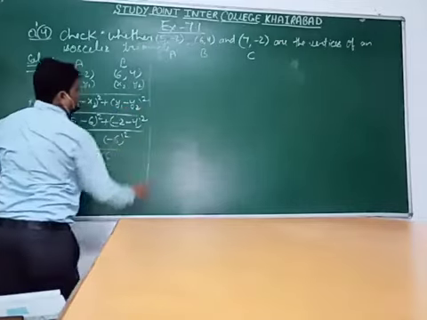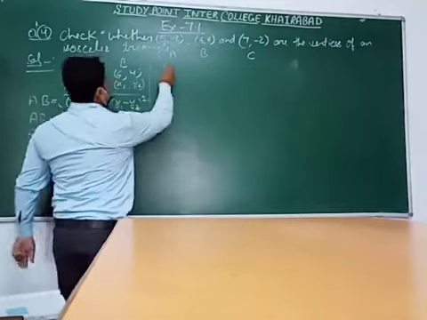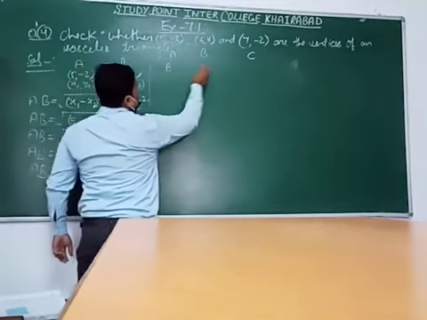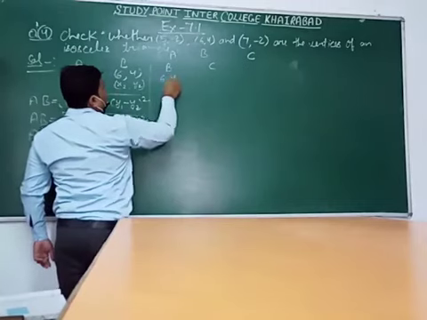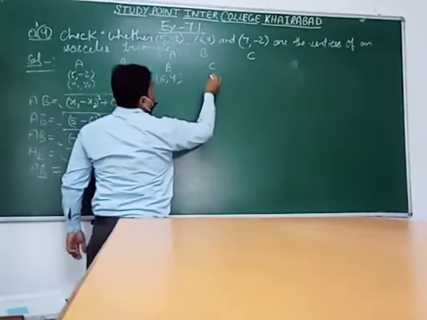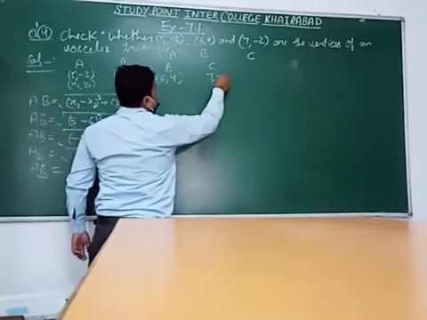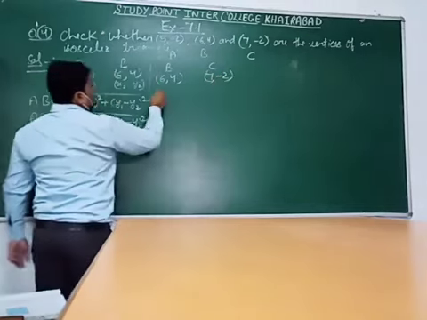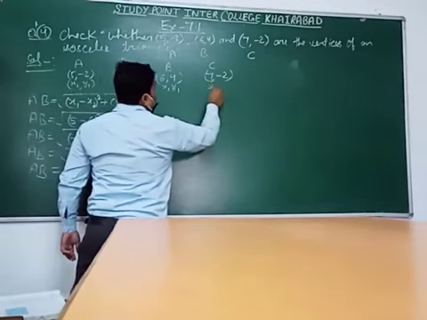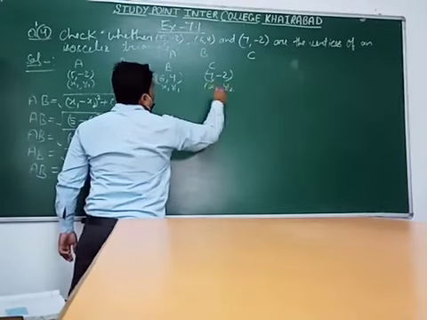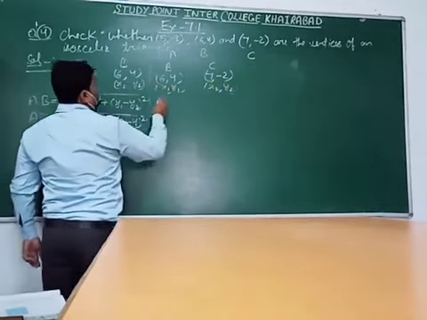Now find BC. B is (6, 4) and C is (7, -2). Mark B as (x1, y1) and C as (x2, y2).